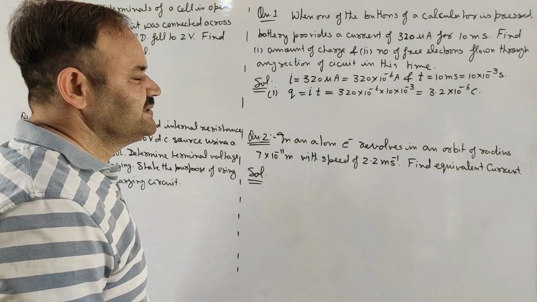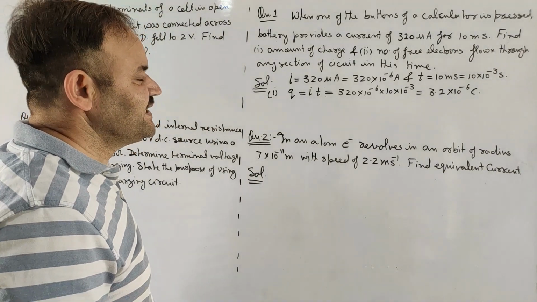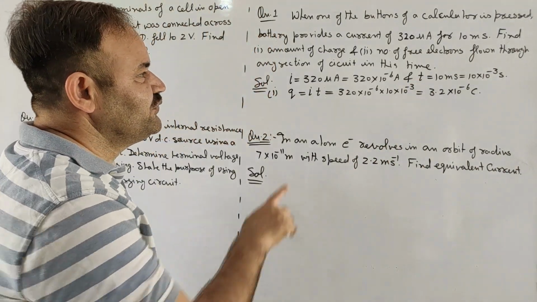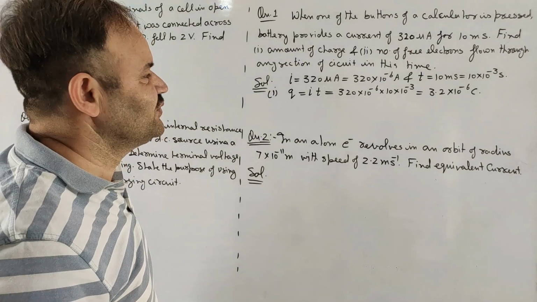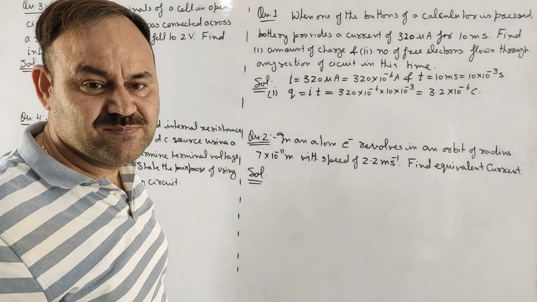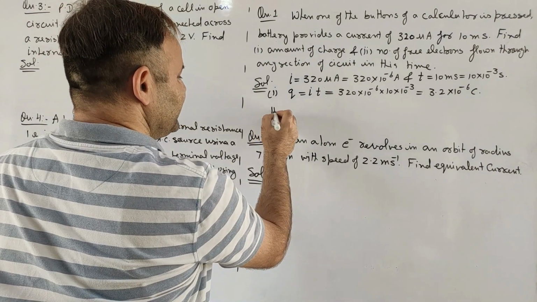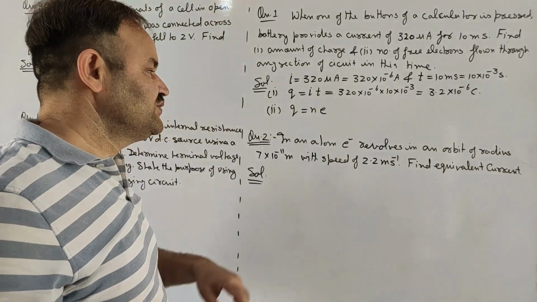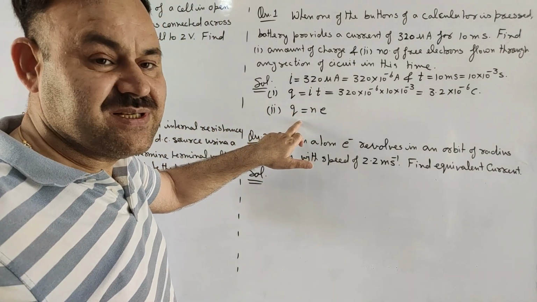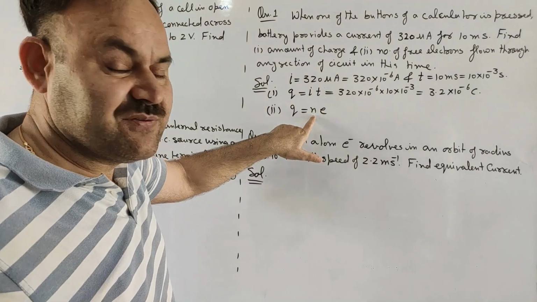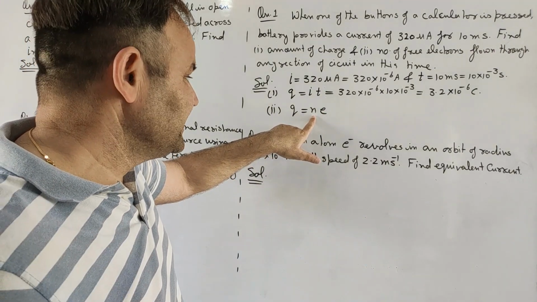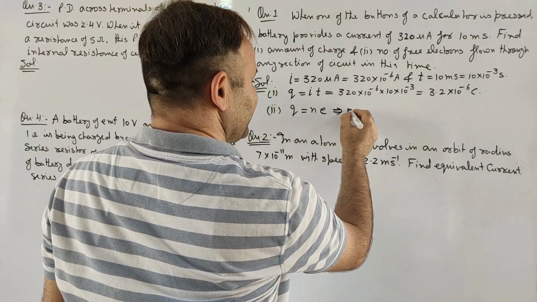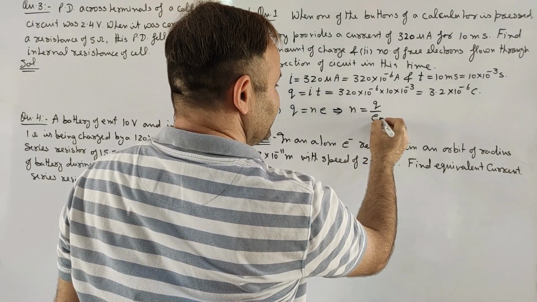It will give us the charge that has passed through any section of circuit in this time t. Now we have to determine the number of free electrons that flowed through any section of circuit in this time. Then we know that Q is equal to the number of free electrons passed through the circuit in that time multiplied by the electronic charge. So this means N is equal to Q upon e.